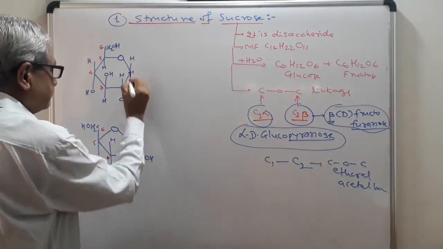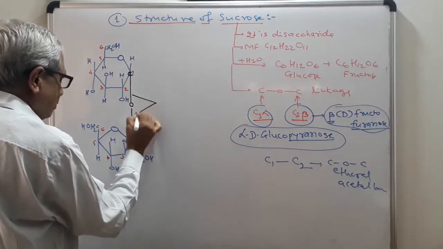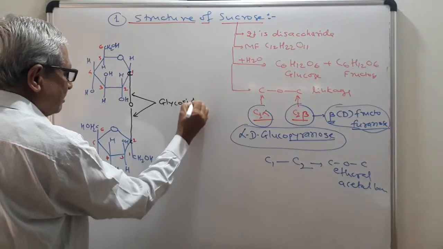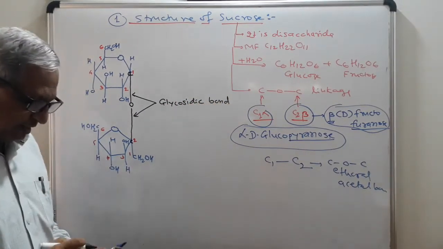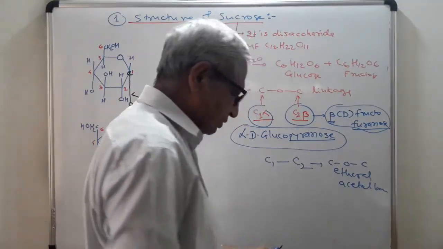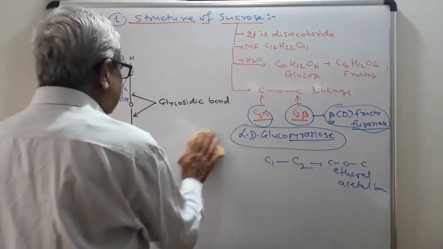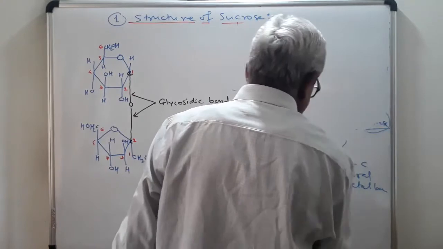And this C-O-C linkage is known as glycosidic bond or linkage. So we completed the first point, structure of sucrose. Does anyone have difficulty with the structure of sucrose? Now this structure can also be written in a different way. You can also write it another way.